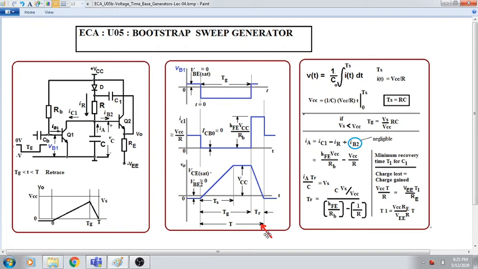What was the current flowing? The current flowing was VCC by R. So VCC by R is current, multiplied by time will give me charge. So VCC by R into T is the charge lost. We know VCC, we know T, we know R. All these terms are known. Now we will equate this to the charge gained by the capacitor C1.